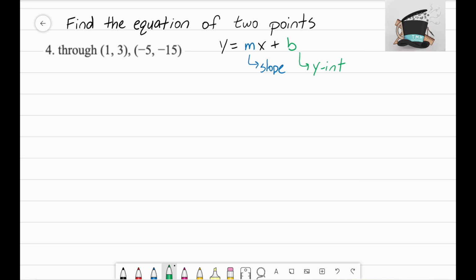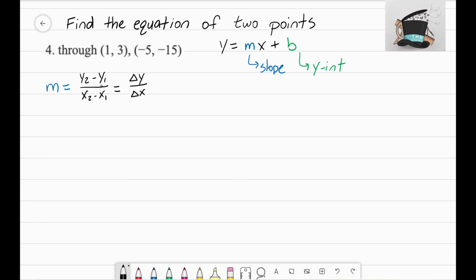To determine the slope, which is denoted by an m, we have a formula that explains how we get it. The formula for slope is y2 minus y1 over x2 minus x1. All that's referring to, and I can rewrite it this way, is delta y over delta x, the change in y over the change in x.